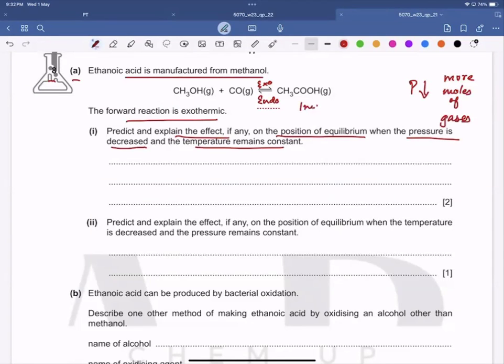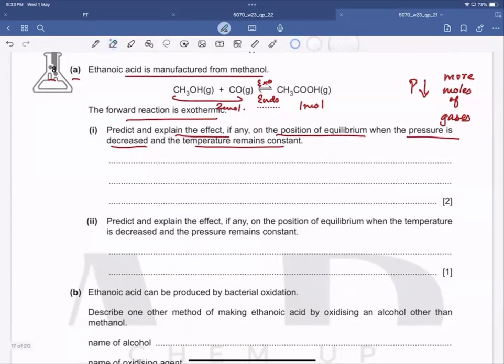So if you see here, we have 1 mole of gas on the product side, and on the reactant side, we have 2 moles of gas. So when we are decreasing the pressure, equilibrium shifts to the left, to the backward direction, as there are more moles of gas on the left.